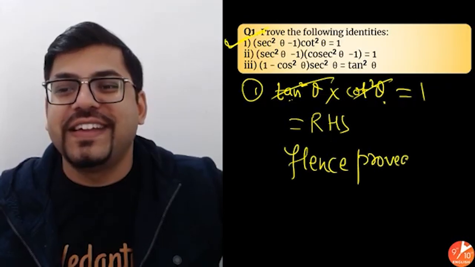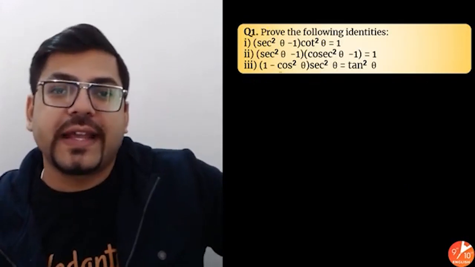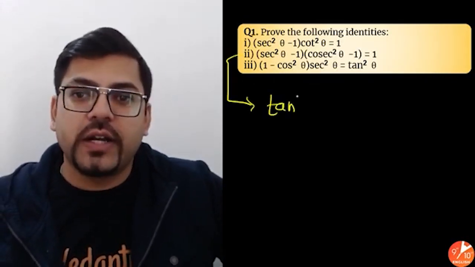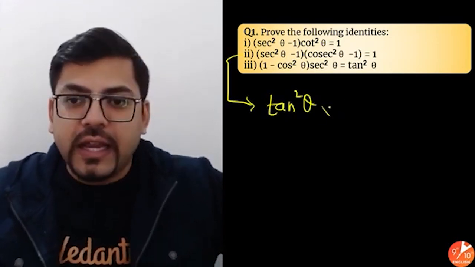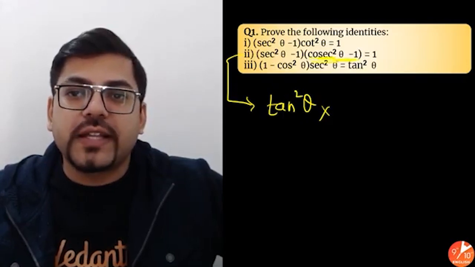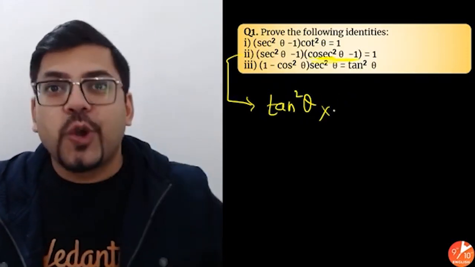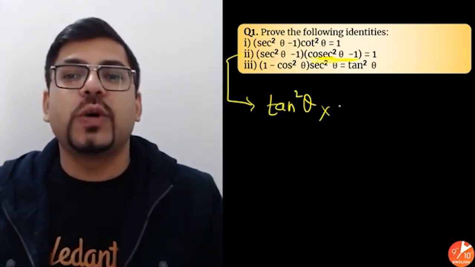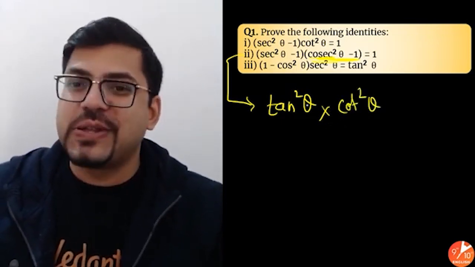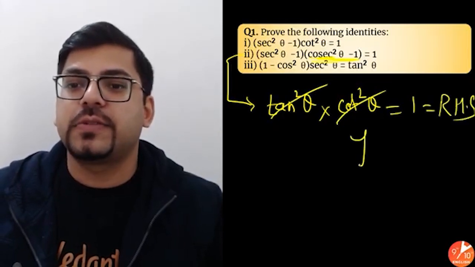If you understood this, now the second one. Again, sec square theta minus 1 is going to be tan square theta without any doubt. So this is tan square theta into, this time they have not given cot square theta directly but a formula, that is cosec square theta minus 1. From the third formula, cosec square theta minus 1 equals cot square theta. So they have written the same thing, just a little twisted. Again, tan square theta into cot square theta equals 1, which is RHS, and hence proved.